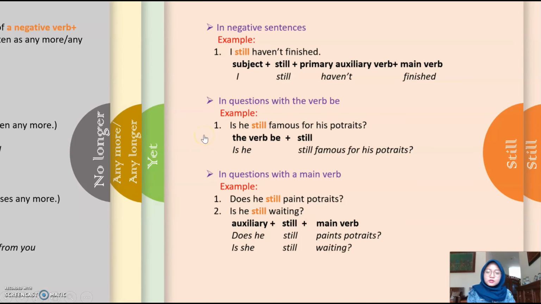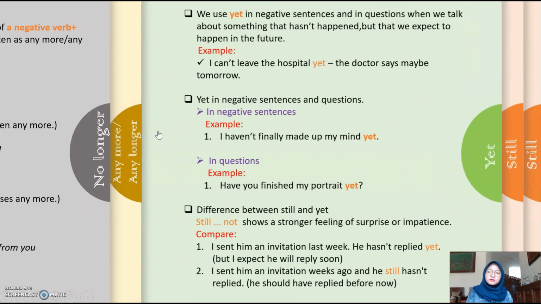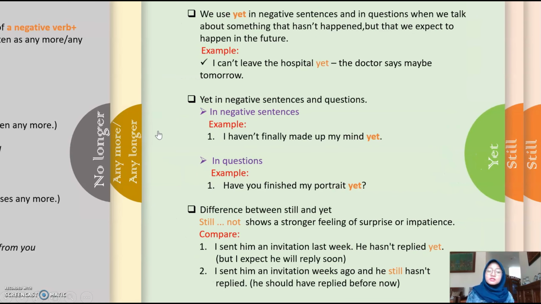And I will explain to you about yet. We use yet in negative sentences and in questions when we talk about something that has not happened, but that we expect to happen in the future. Example, I cannot leave the hospital yet. The meaning is the doctor says maybe tomorrow.